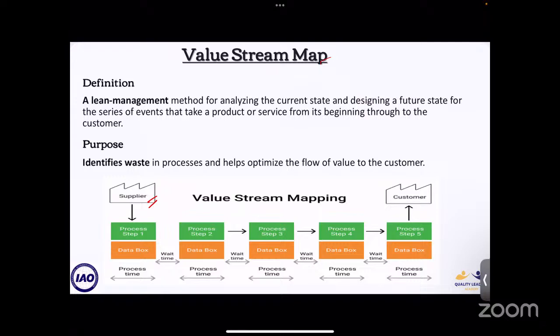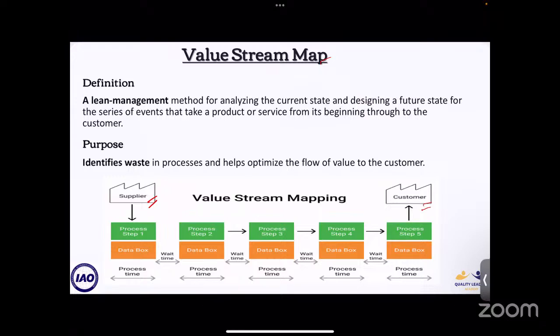The data box at each step provides critical information like cycle times, resource usage, or any other relevant metrics. This data is crucial because it allows us to zero in on where the bottlenecks or inefficiencies might be hiding. And on the far right of the map, we see the customer, the ultimate focus of all this effort. The idea is to ensure the smoothest, most value driven path from the supplier to the customer.